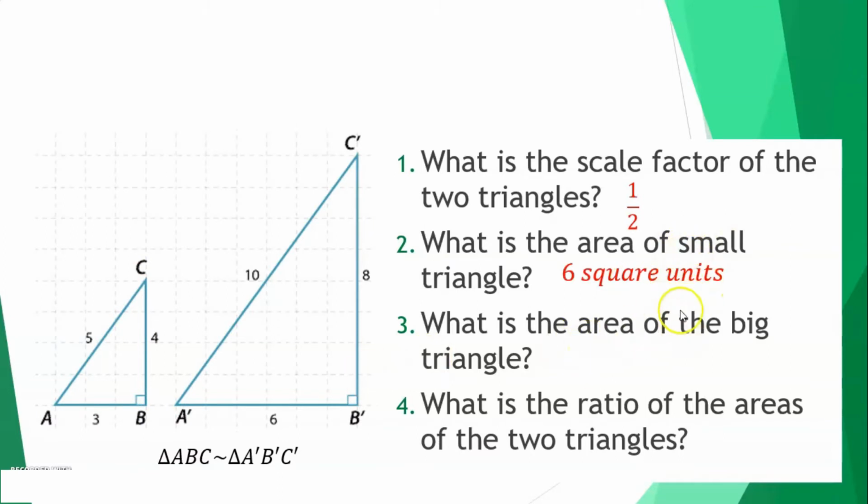Another, what is the area of the big triangle? So 8 times 6 would be 48, divided by 2. That would be 24 square units. What is the ratio of the areas of the two triangles? In this case, that would be 6/24, or 1/4.